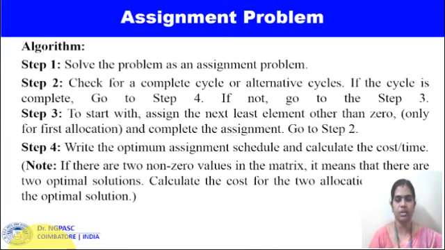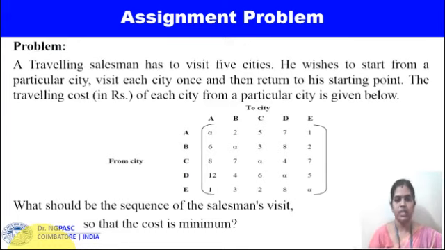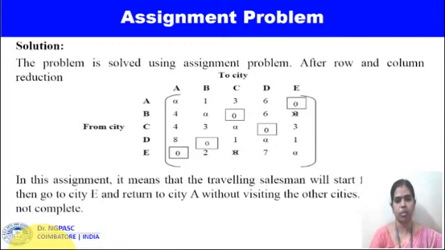Given here is an algorithm to solve the traveling salesman problem. To make the algorithm understood properly, I have given a problem where a traveling salesman has to visit 5 cities: A, B, C, D and E. I need to visit all the cities and come back to the city where I started. What should be the sequence of visiting all the cities, and what will be the cost? That is what I am going to calculate now.